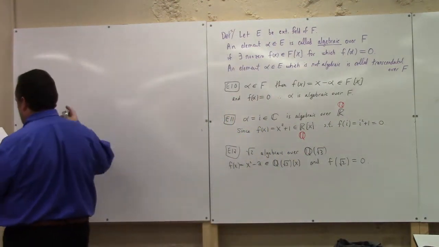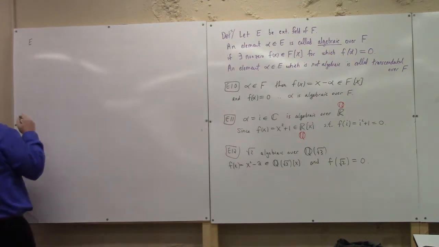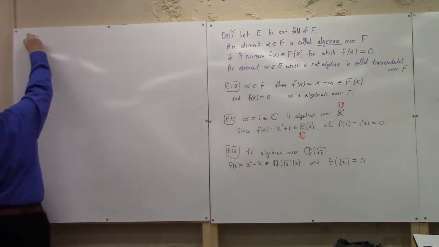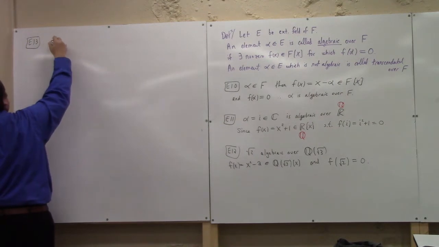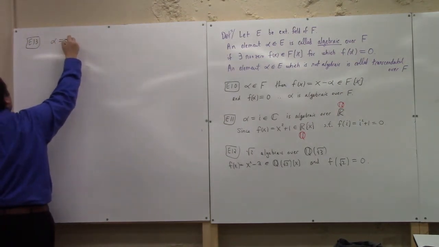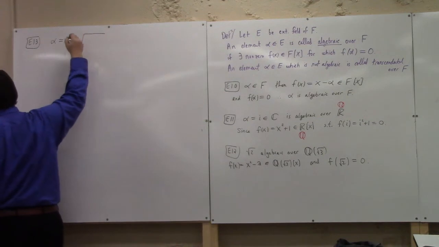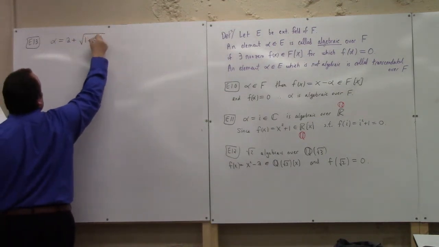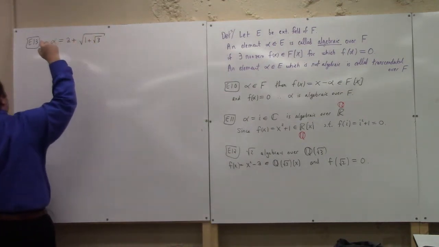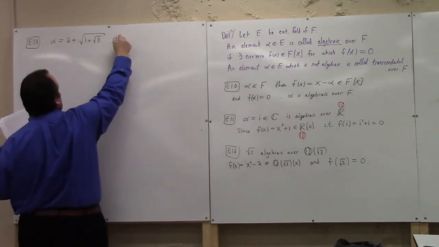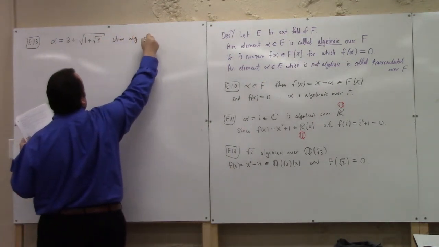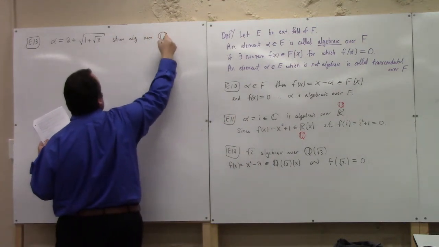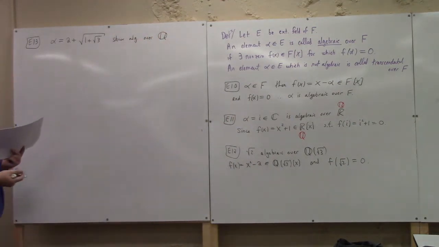Here's one that is a little bit harder. If we look at example 13, the question basically is to look at the real number alpha, which is 2 plus the square root of 1 plus the square root of 3. Show this is algebraic over Q. How would we do it? How do you show a number is algebraic? You've got to find a polynomial which takes it as a 0. How do you do that?